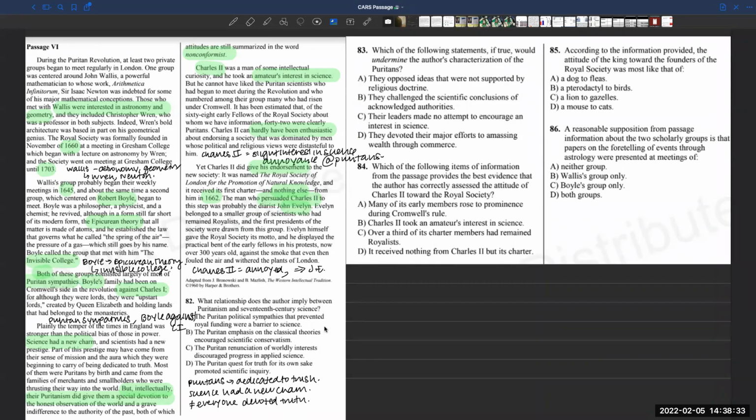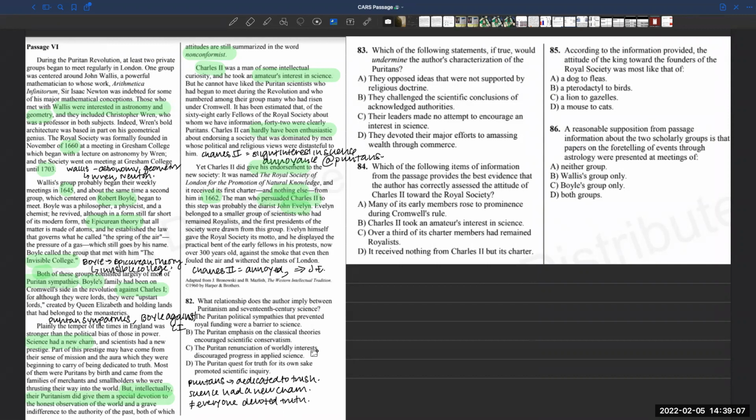B, the Puritan emphasis on the classical theories encouraged scientific conservatism. I don't remember conservatism ever being mentioned. I don't know if you guys found it anywhere. But again, you just can't make up words like that. We didn't really talk about that. C, the Puritan renunciation of worldly interests discouraged progress in applied science. Again, is there some sort of effect where we're diminishing science as a whole? And we're not. So I don't exactly know where C is coming from.